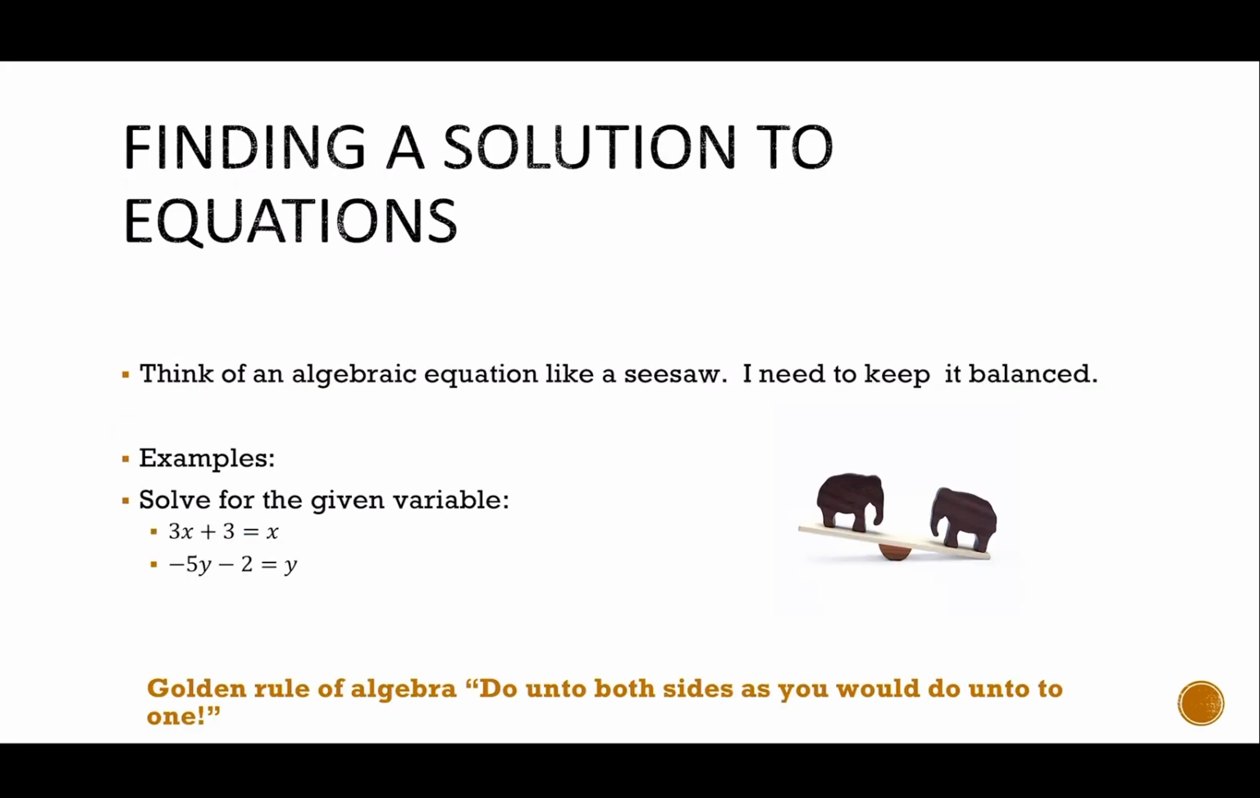So when working with equations, a key step is that we need to keep it balanced. So the golden rule of algebra is do unto both sides as you would do unto one, right? So if I add something to one side, I have to add it to the other. If I multiply one side by a constant, I need to multiply the other side by a constant. So let's look at the multiplicative rule.